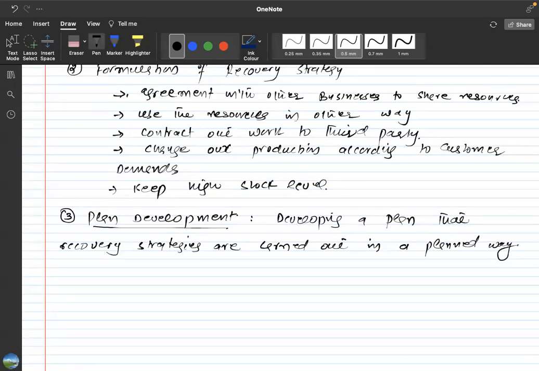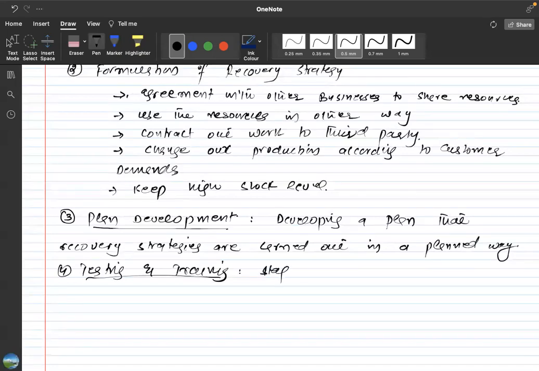Then we can do testing and training. Once the recovery plan has gained the approvals from the senior authorities, then we can design the testing exercises so that staff can be trained for that, whatever the strategies we are going to implement. So these are few things that we can do about the continuity of the business.